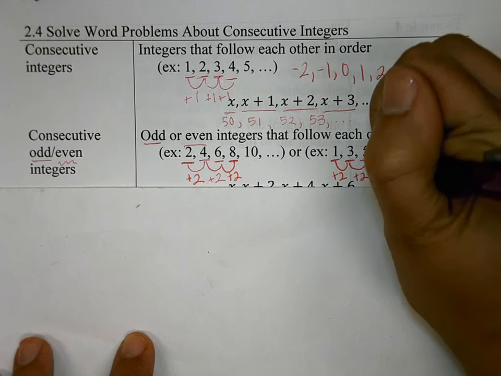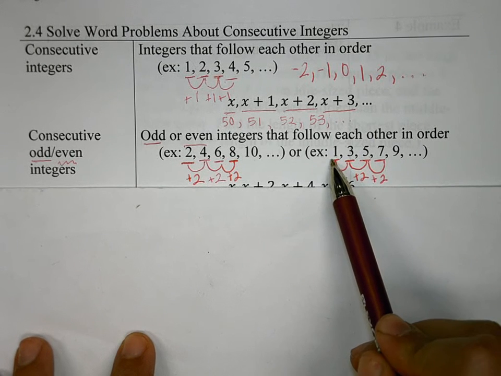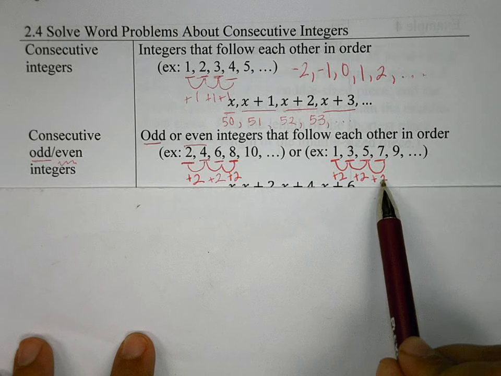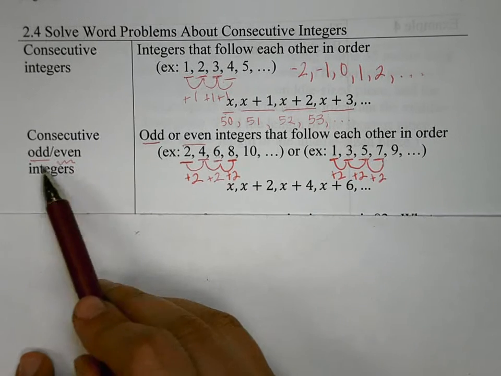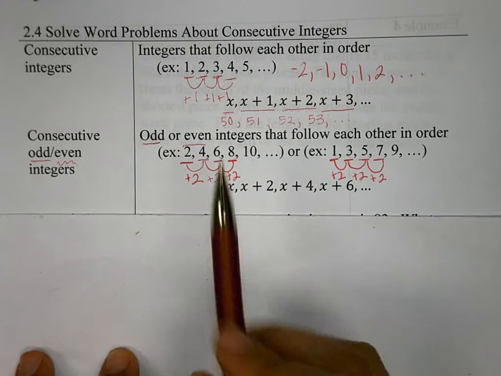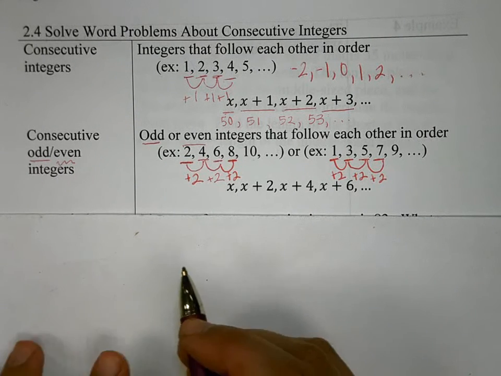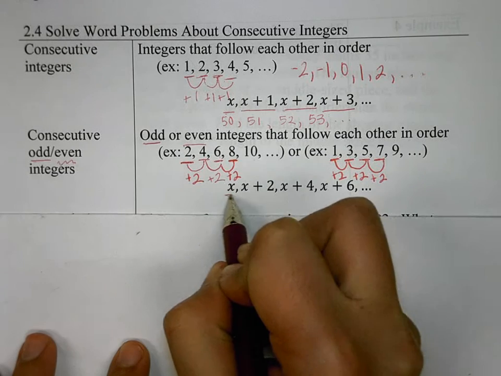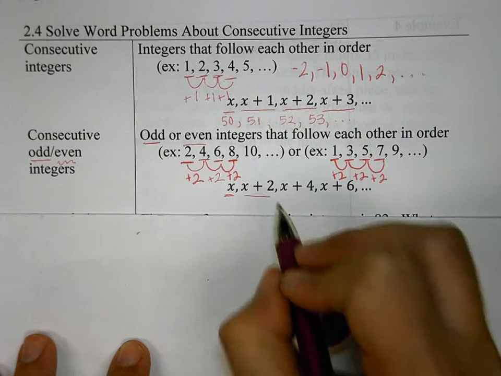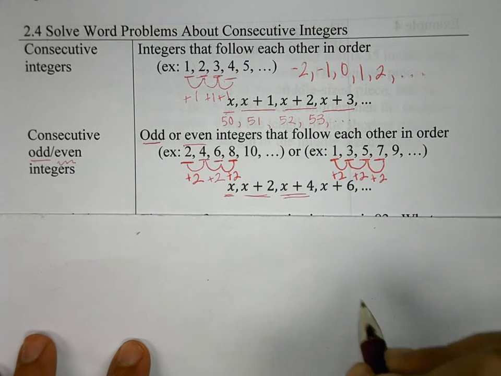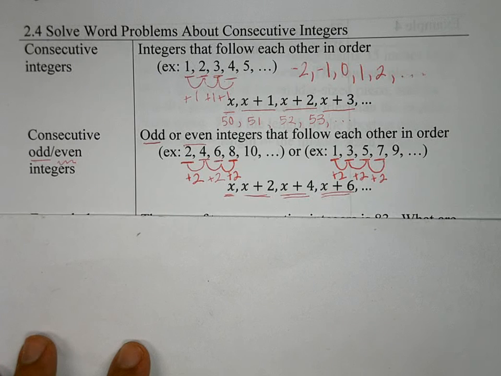To get to the next number 7, I have to add 2 again, which means if I start at 1, I have to add 2, 4, 6 in order to get to 7. So if you're looking at consecutive odd or even integers, you're actually adding 2 each time because we have to skip over a number every time. So if x is our first number, x plus 2 is the second, x plus 4 gives us the next one, and x plus 6 gives us the next one, and so on and so on.